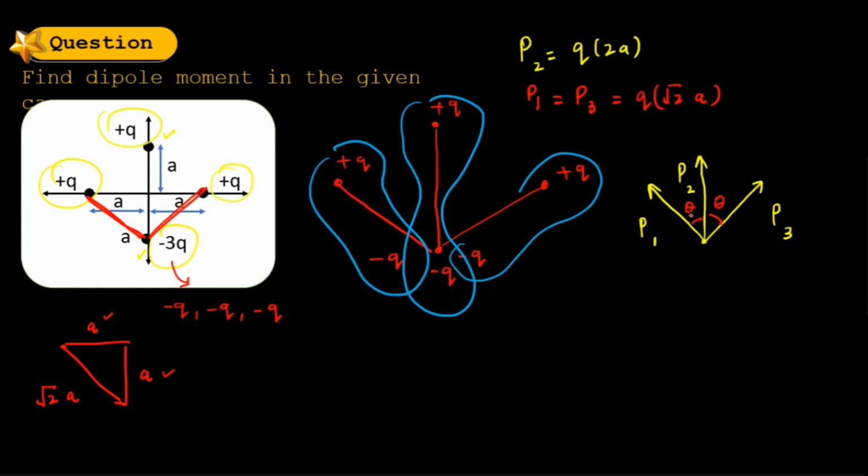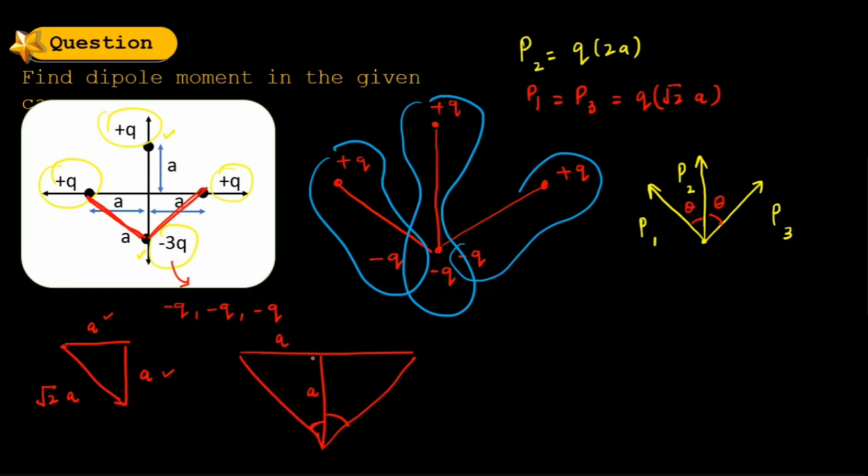How are you supposed to find this angle? That is another question, because without finding this particular angle, we cannot find the net dipole moment of the system. So let us try to do that. As you look at the given situation, we can find this particular angle using Pythagoras. Just look at the problem carefully.